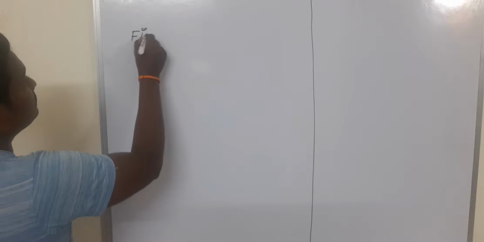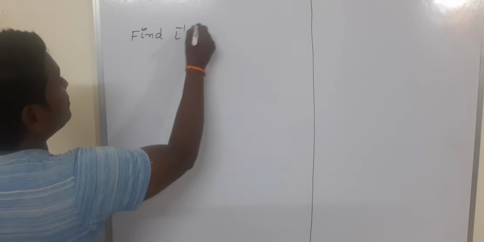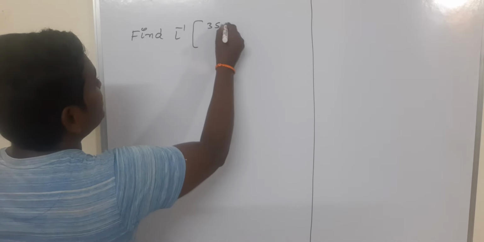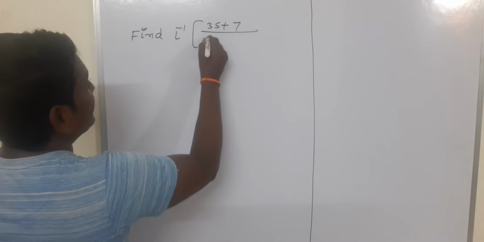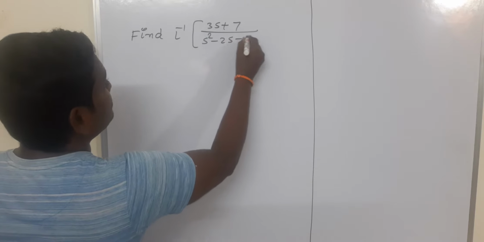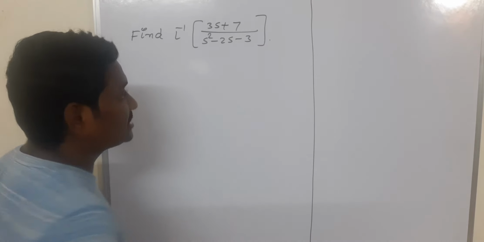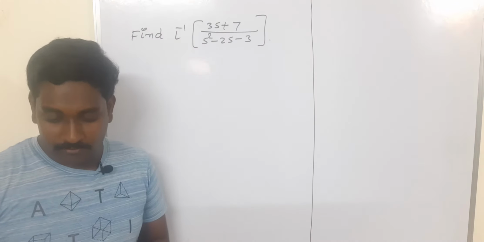Find L inverse of (3s plus 7) by (s square minus 2s minus 3). See this problem now.